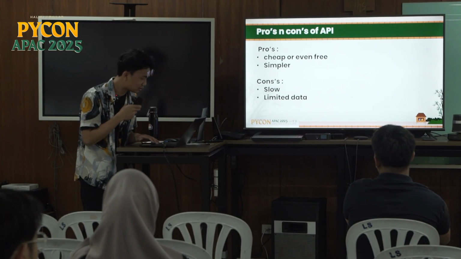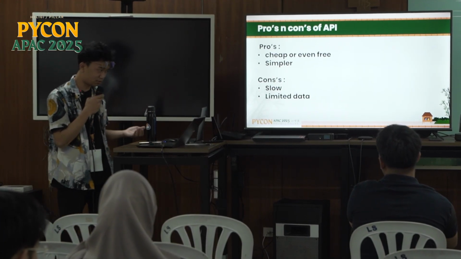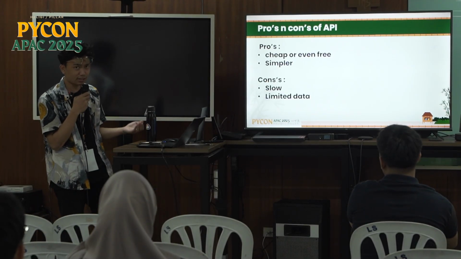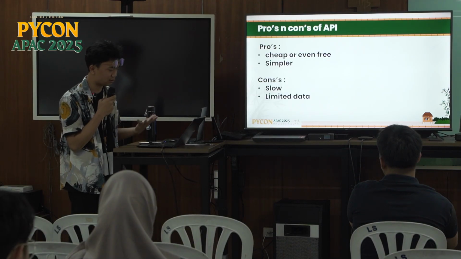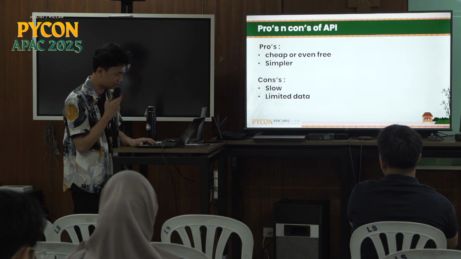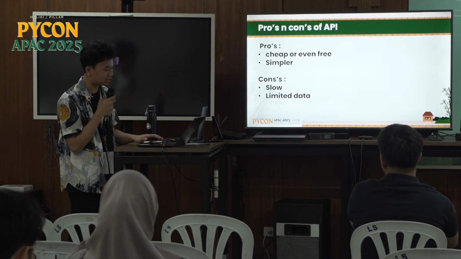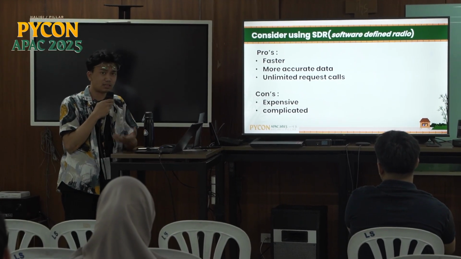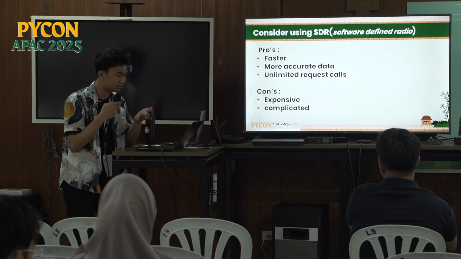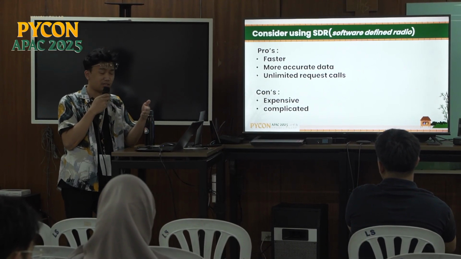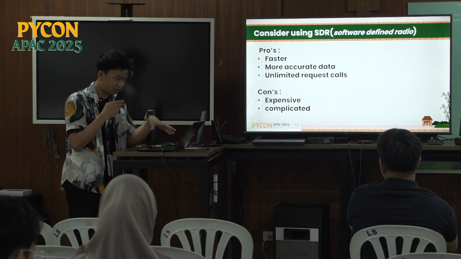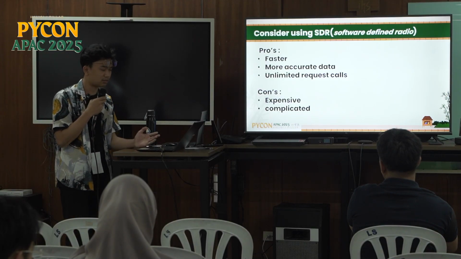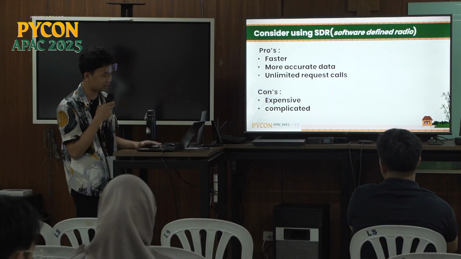The pros of using an API are that it's cheaper, it's free, and it's much simpler than using an SDR. But it's much slower and has limited data. With an SDR, you get faster, more accurate data because it's taken in real time from ADS-B. You can receive the ADS-B using an SDR, and of course you have unlimited request calls because you don't use an API. But the cons are that it's too expensive and complicated.